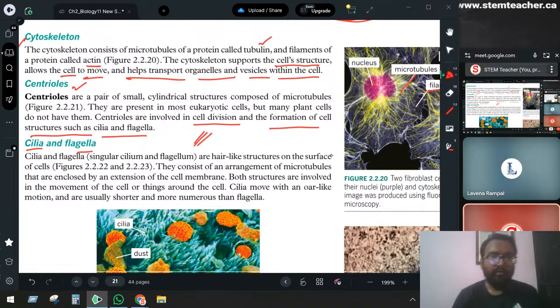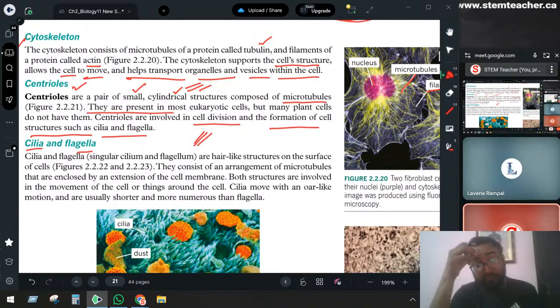So these are a pair of small cylindrical structures, just like tubes, each single tube being nothing but a microtubule. They are present in most eukaryotic cells, but many plants do not have them. Centrioles are involved in cell division and formation of cell structures such as cilia and flagella.